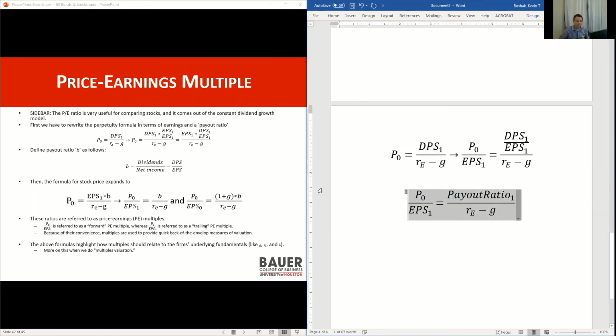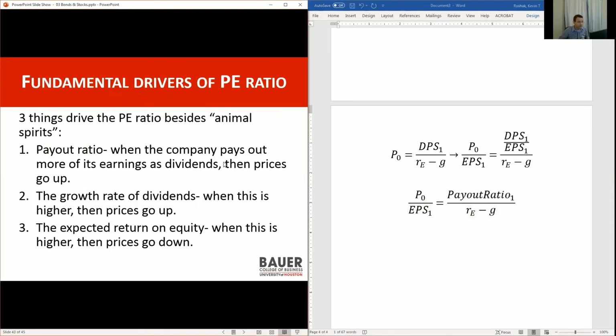And we see there's basically 3 drivers of the PE ratio, 3 fundamental drivers. There's the payout ratio. So if a company, let's say Apple, is paying more of their earnings in dividends than Samsung, that would drive Apple's PE ratio higher than Samsung's. If you're paying out more in dividends, that's a good thing for investors. You're getting cash earlier, so the valuation should go up.